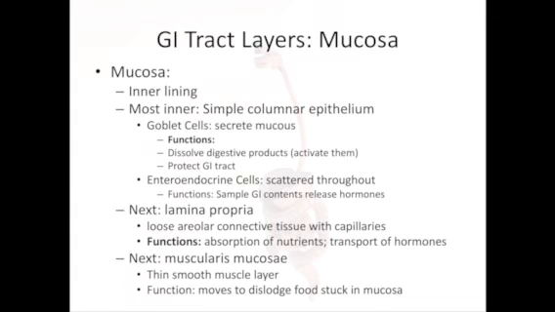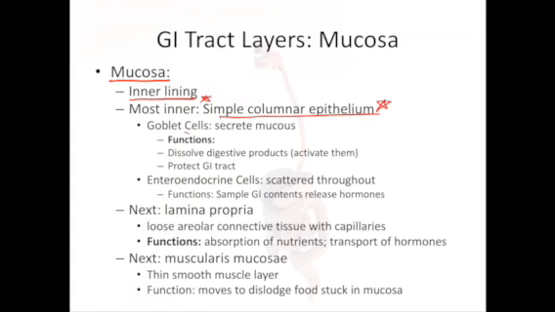So let's talk about the layers of the overall GI tract. It has multiple layers. The first one is called the mucosa layer. This is the most inner part. This is simple columnar epithelial tissue. We've looked at this before when we talked about epithelial tissue.